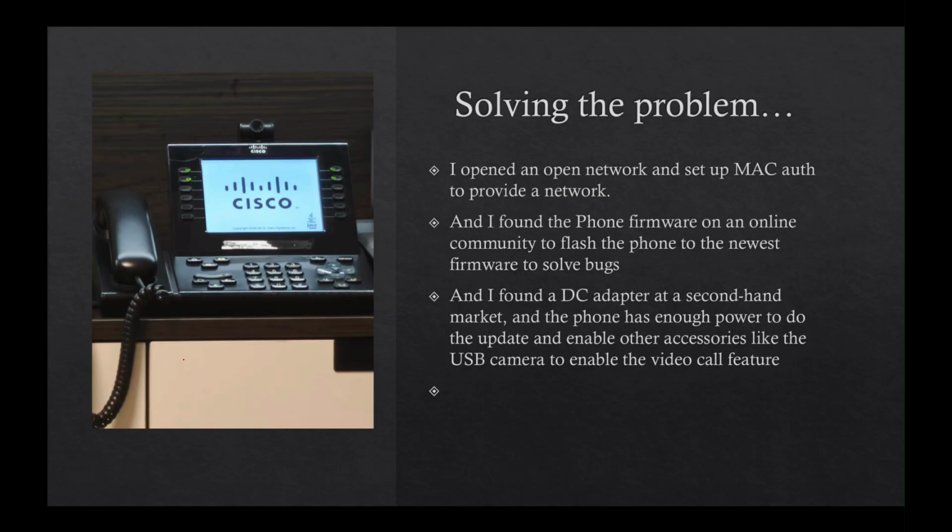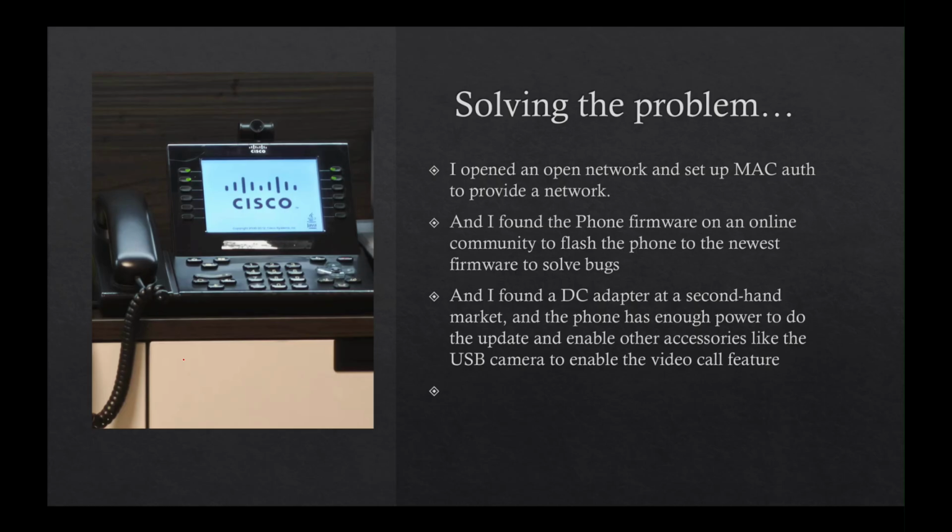First, open an SSID on the Huawei side and set up MAC authentication on that SSID. That SSID is an open network, so no encryption. I have no other way, so maybe I can use another encryption method later if I have time, like EAP-TLS. And I found the phone firmware online, I think on Reddit. So I just flashed the phone to the newest firmware, solving those interesting bugs.